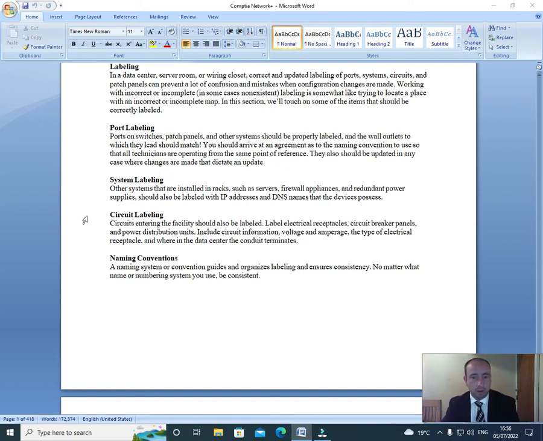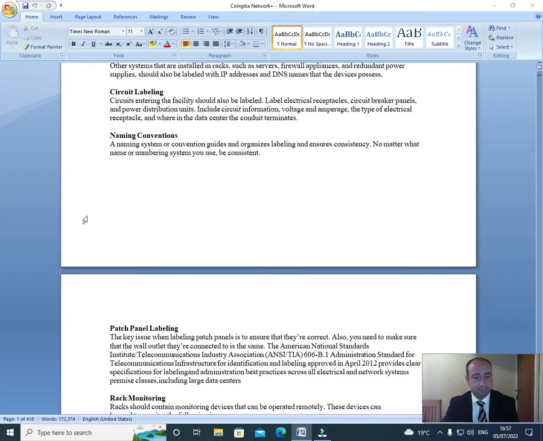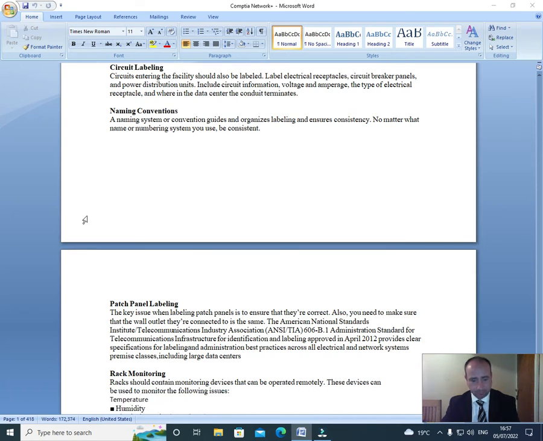System labeling. Other systems that are installed in racks, such as servers, firewall appliances, and redundant power supplies, should be labeled with the IP addresses and DNS names that the devices possess. Circuit labeling. Circuits entering the facility should also be labeled. Label electrical receptacles, circuit breaker panels and power distribution units. Include circuit information, voltage and amperage, the type of electrical receptacle, and where in the data center the conduit terminates.